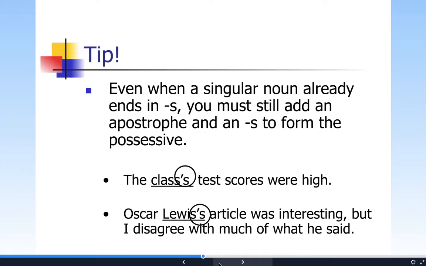Here's a little tip. Even when a singular noun already ends in S, you must still add an apostrophe and an S to form the possessive. So the word class ends in S. If we said the class's test scores were high, even though class ends in S, we still have to add an apostrophe and an S because it's singular. There's only one. Oscar Lewis's article was interesting, but I disagree with much of what he said. Oscar Lewis is just one person, so even though Lewis ends in S, we still have to have that apostrophe with the S.